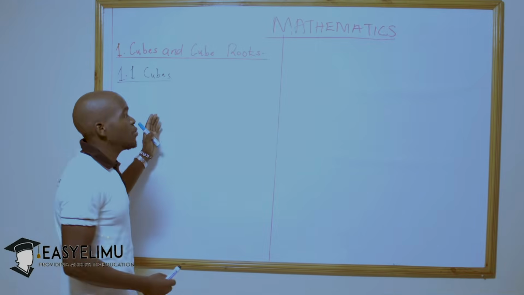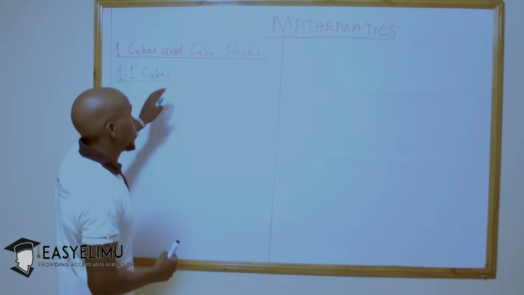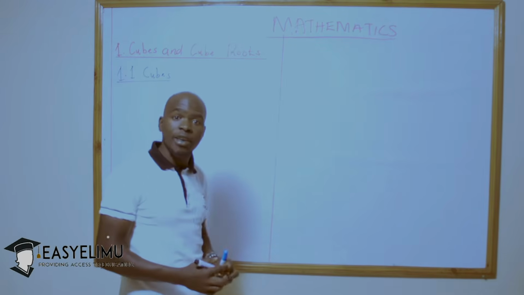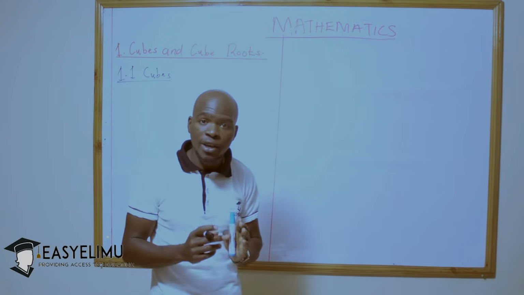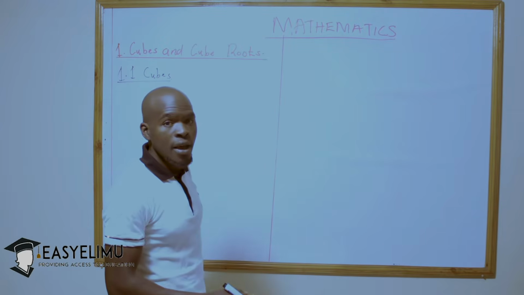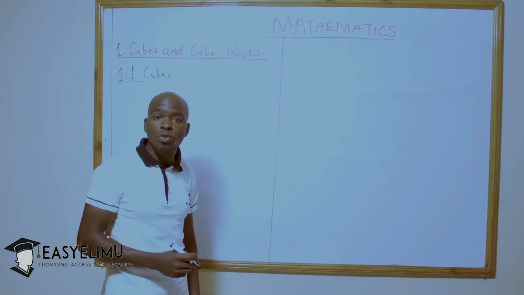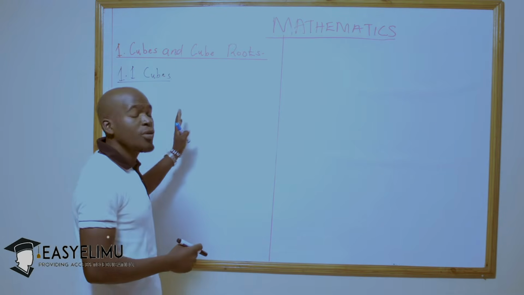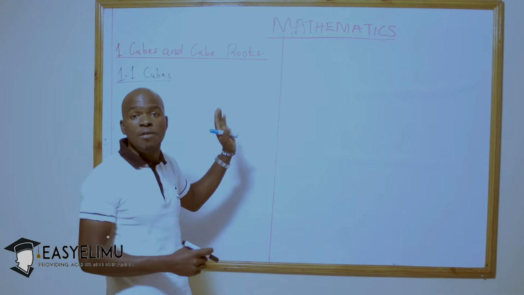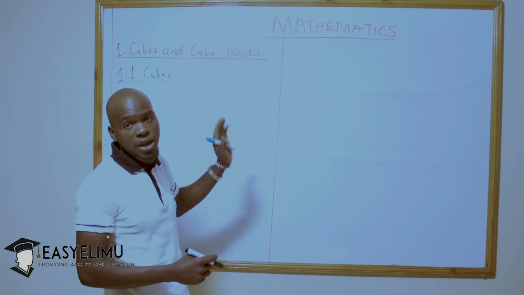I'll be taking you through cubes and cube roots. Under cubes and cube roots, I shall be starting with the cubes, and we understand that given a cube, we know it's a figure with 6 faces and each side has equal measurement. But here we are dealing with the cubes of given numerical figures.